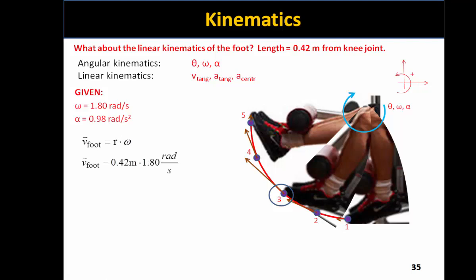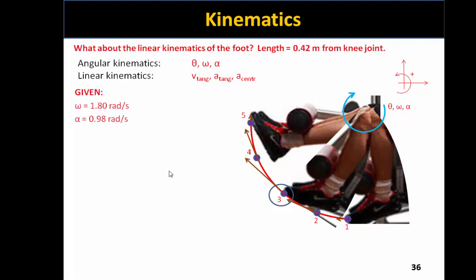We multiply it by the 1.8 that we calculated for the angular velocity, and we arrive at a value of 0.76 meters per second, making note that the radian unit is unitless. So even though we go through the multiplication, the radian being unitless just drops out, and what's left standing is the meter per second for the foot.